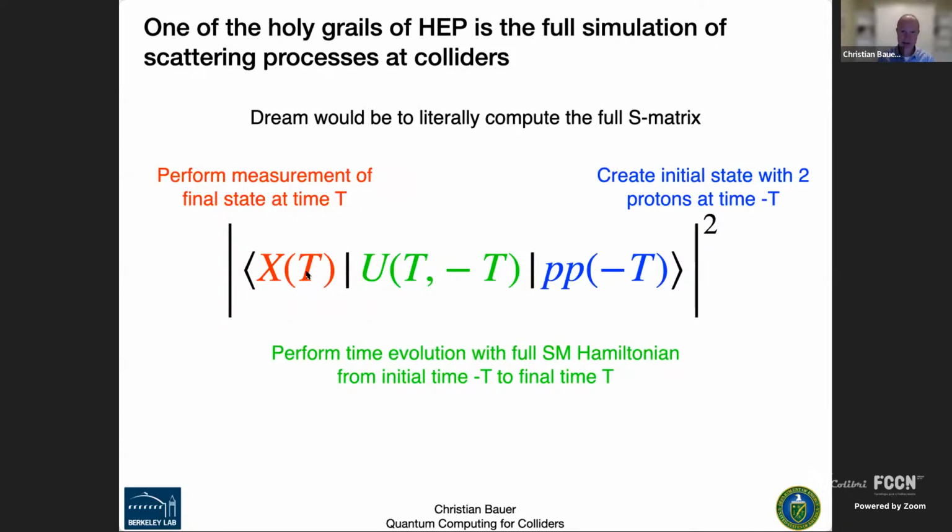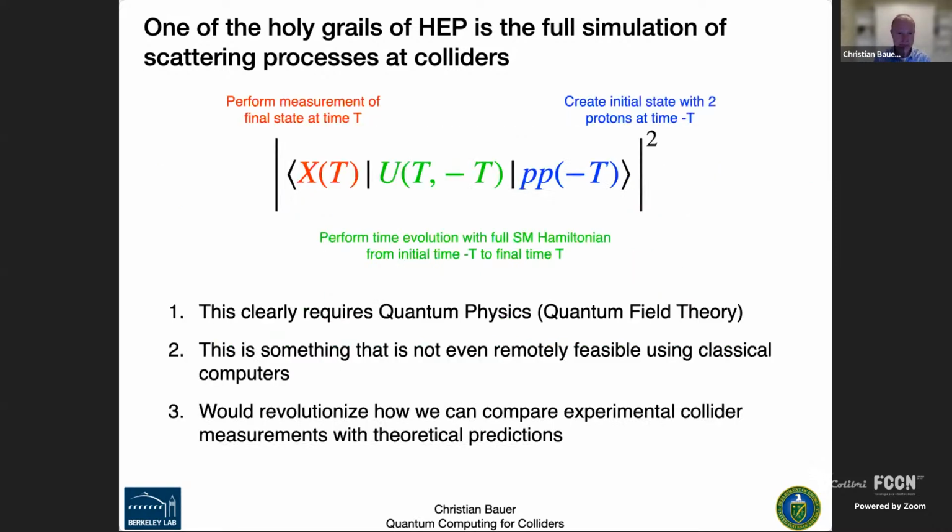So I perform an overlap of this evolution operator, and the square of that would be the probability to find a given final state X, given that initial state, say, that was available at the LHC. So if I could do this calculation, I could literally predict the probability, the distribution of events that we see at the LHC.